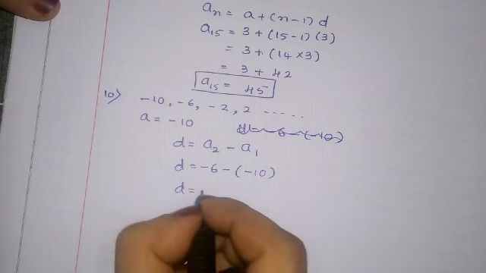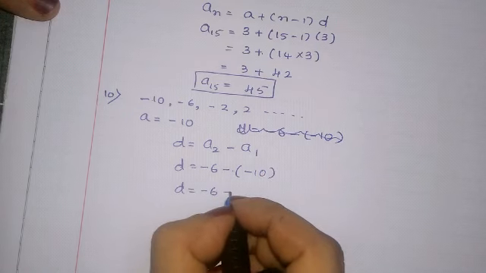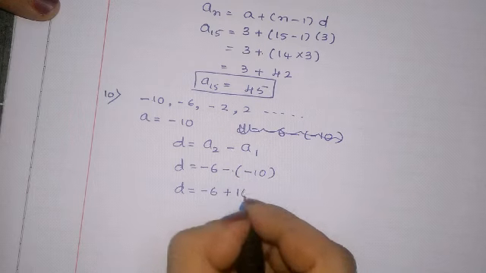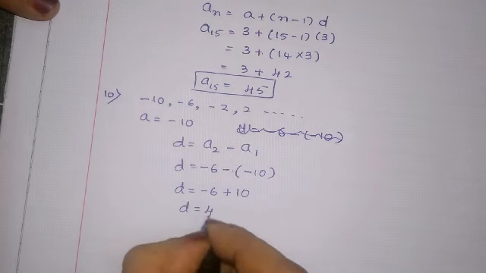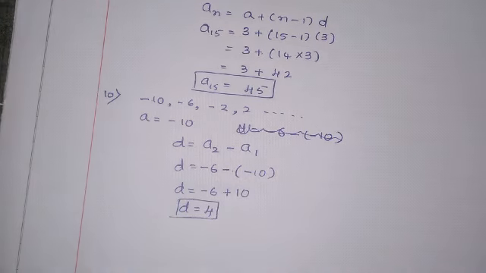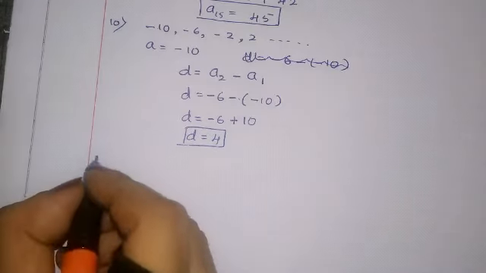So D is equal to minus 6 plus 10. D is equal to 4. So the correct answer is D is equal to 4. Okay. Let us see the next question.